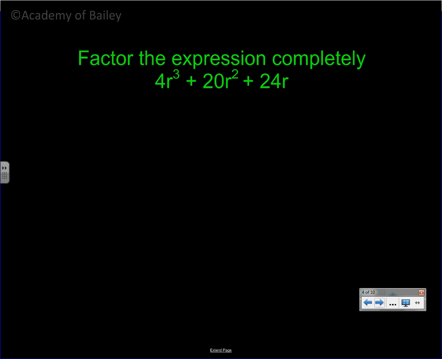See if you can figure out what factor you will pull out of this expression. Pause the video, see if you can figure out what number you pull out, or what factor you pull out, and then we'll go from there. You can play it and see how I've finished the problem.